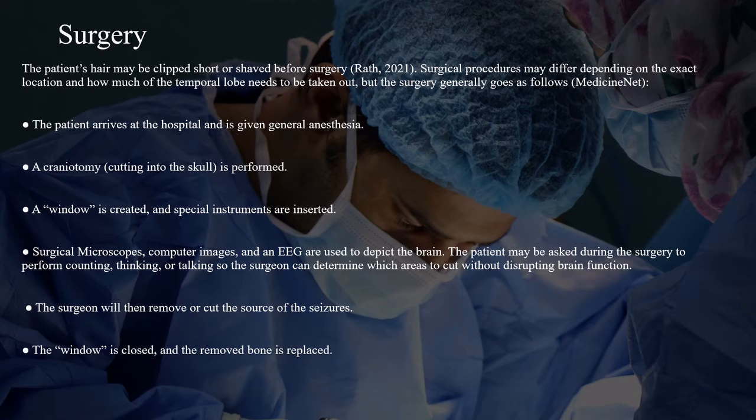Surgical procedures may differ depending on the exact location and how much of the temporal lobe needs to be taken out, but the surgery generally goes as follows. The patient arrives at the hospital and is given anesthesia. A craniotomy, or cutting into the skull, is performed. A window is created and special instruments are inserted. Surgical microscopes, computer images, and an EEG are used to depict the brain.